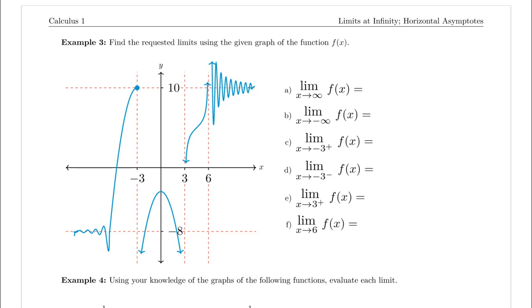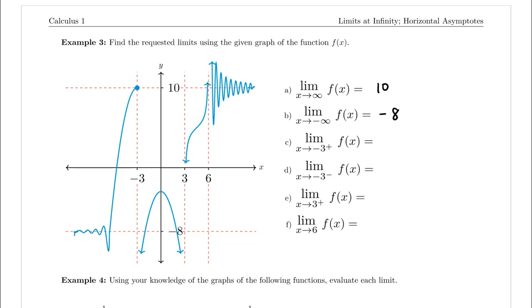Part A says we want to take the limit as x approaches infinity. Like I said before, this is going to get smaller and smaller and look something like that and go on forever. If I were using the balloon analogy, we can see that the y value that it's approaching is positive 10. Similarly, as x approaches negative infinity, it's kind of oscillating and getting smaller and smaller, and that is approaching negative 8.